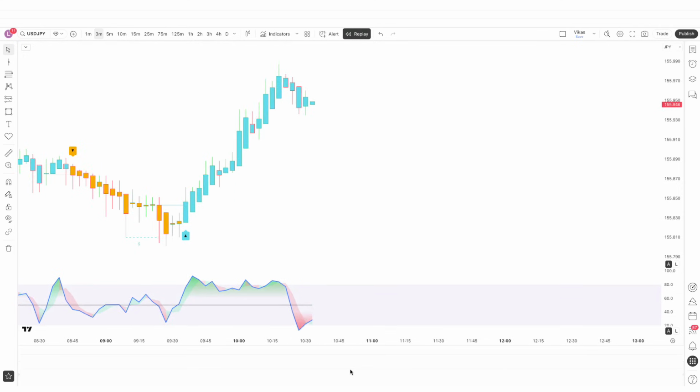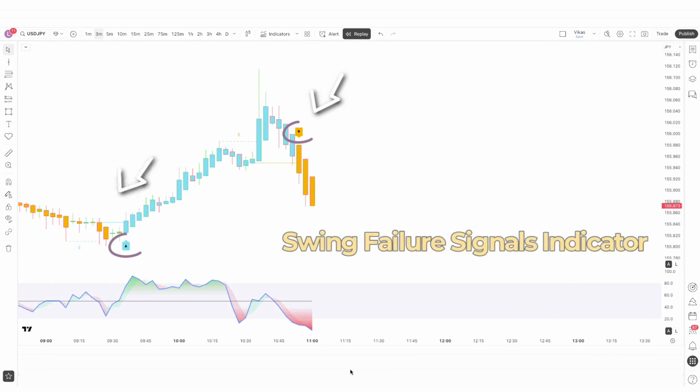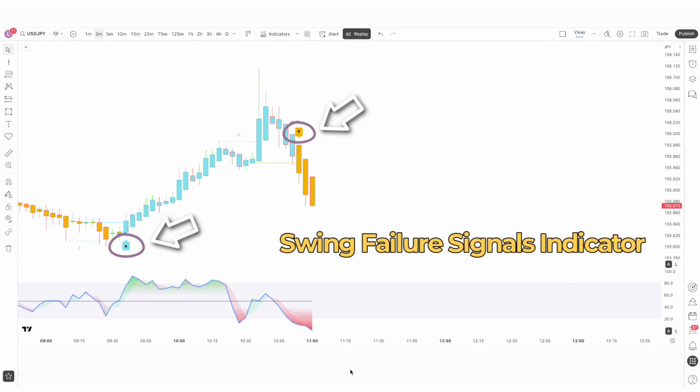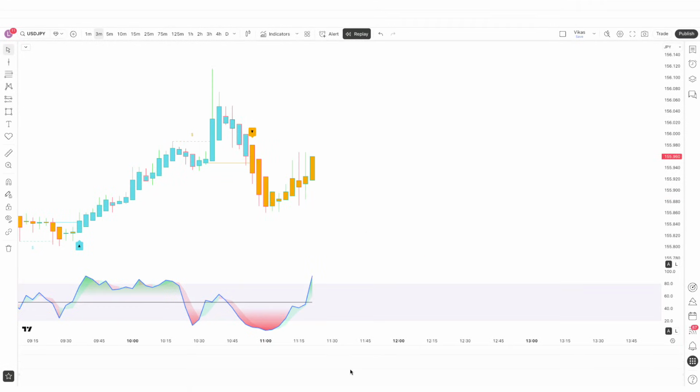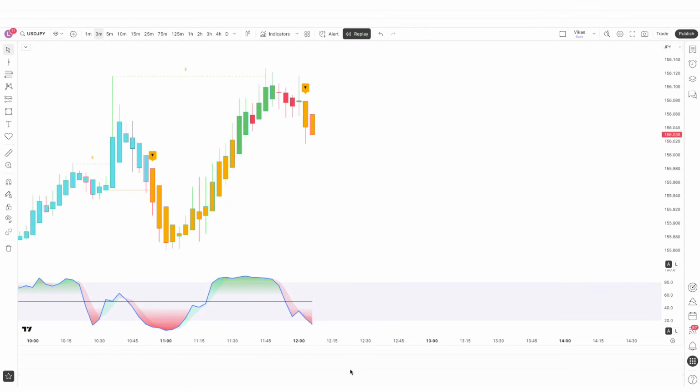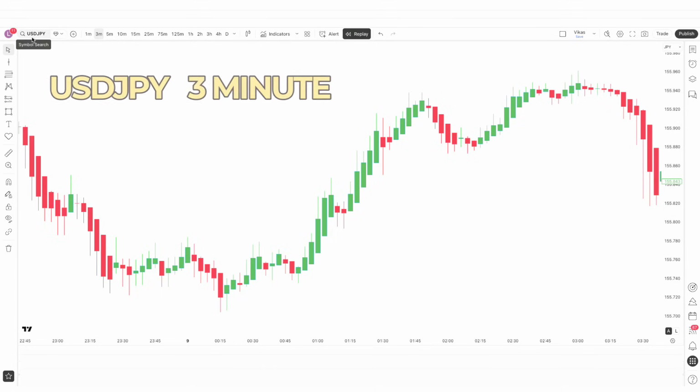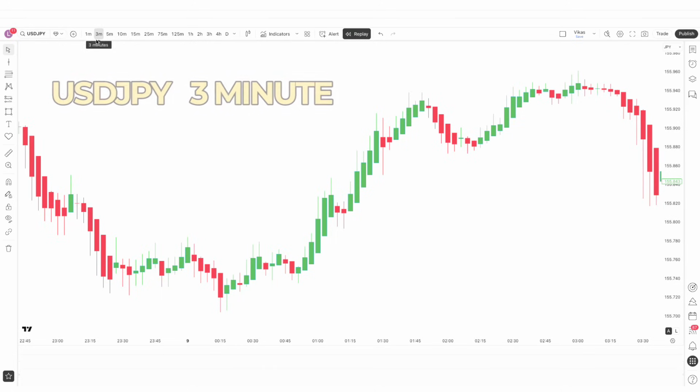First of all, let us know about trading tools. The buy and sell arrow indicator we see in the chart is called the Swing Failure Signals indicator. Now we tell you how we want to trade. Let's start the video. We open the USD/JPY 3-minute chart.